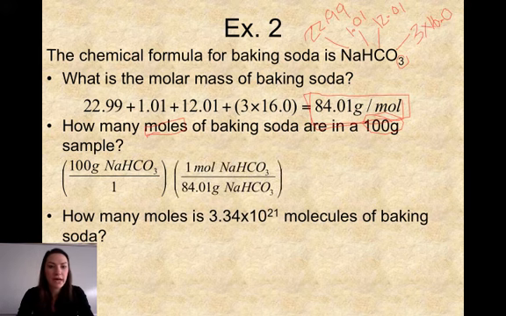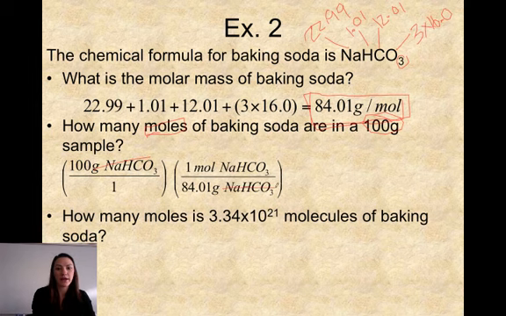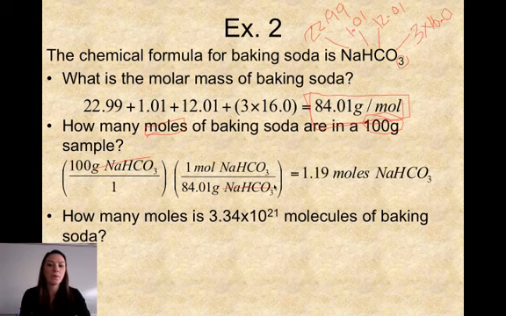84.01 is going to go on the bottom because I'm looking for moles. All right, I cancel out my units just like normal. So grams of NaHCO3, grams of baking soda, and I'm going to calculate it out to get 1.19 moles of NaHCO3, baking soda.